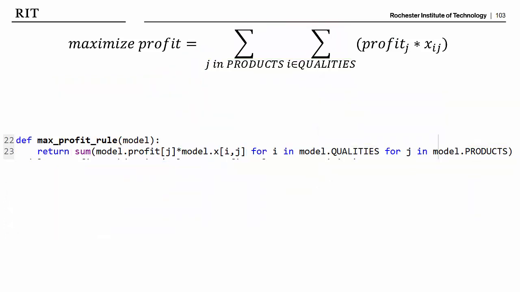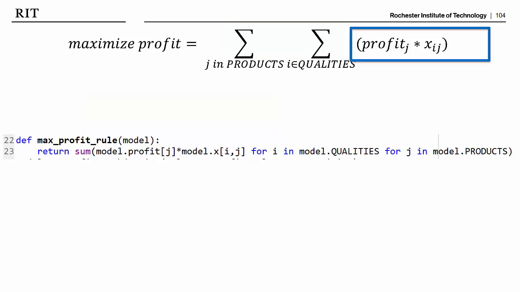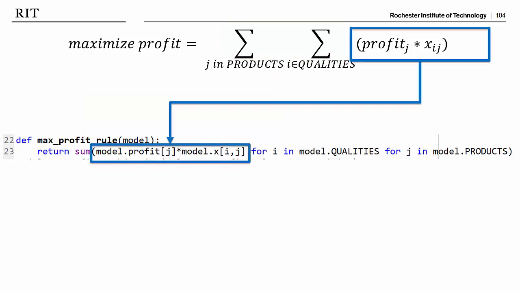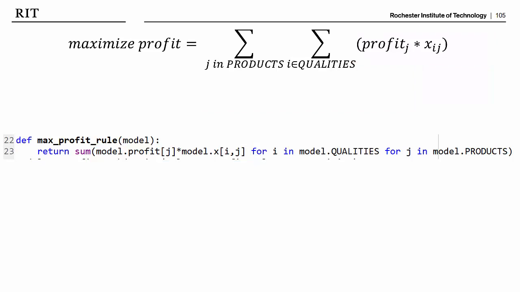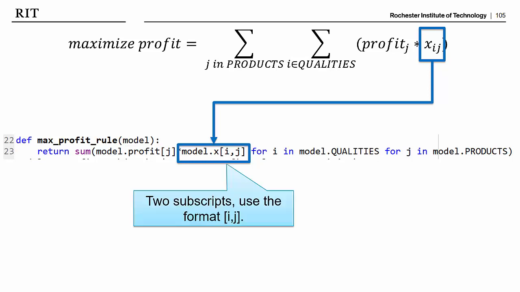So let's look a little closer at things now. We have our summation signs. We're going to write the word sum a single time. We have our expression, and our expression appears inside our sum function. And part of our expression uses our decision variable x sub i,j, and we see that as model.x and then in square brackets i comma j.